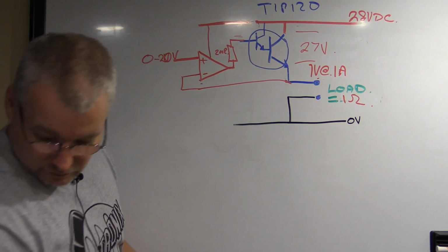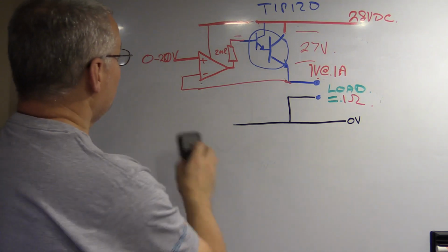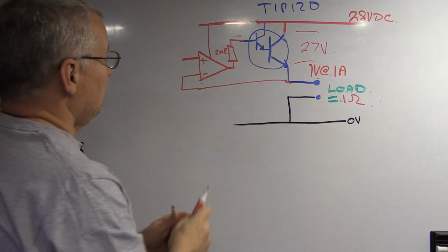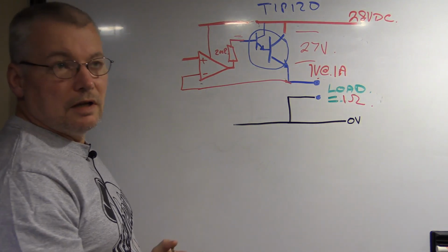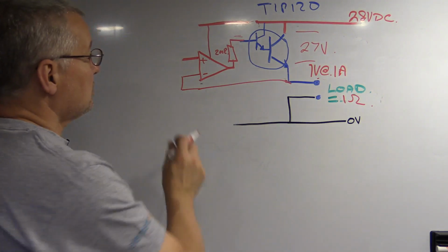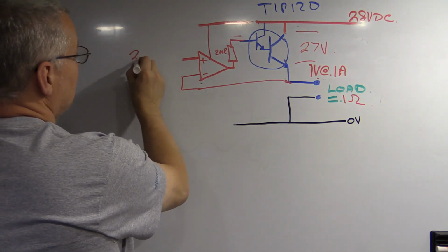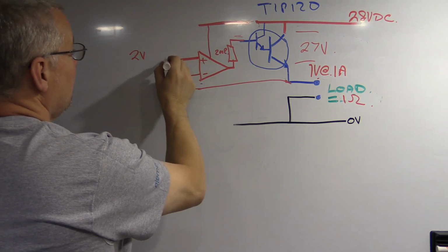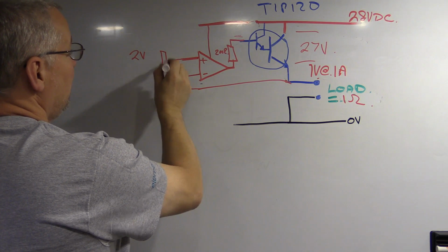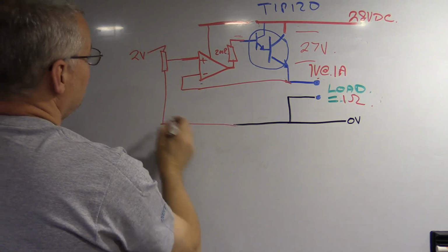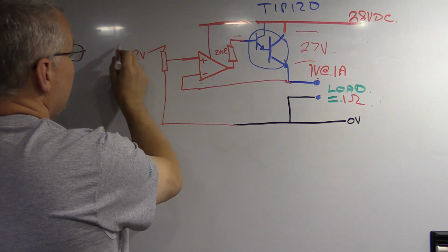Now, I guess I might as well cover it off while we're here. 0 to 20 volts there, that's quite a lot. And you're going to typically use a voltage reference to drive this thing. So say you selected a 2-volt voltage reference, all right? A very simple analog circuit, what you would do is you'd put a variable resistor. This would be connected to your 2-volt VREF.